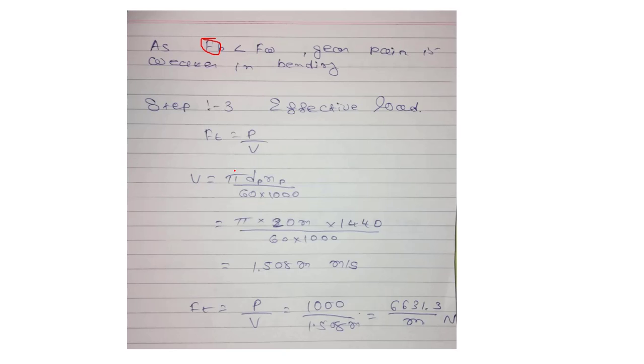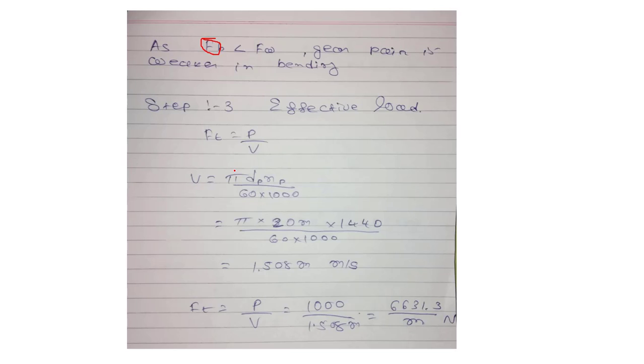So what we did in this step, in the first step we found the FB value, and in the second step we found the FW value, and from both values we conclude that the gear is weaker in bending than wear. So for the further equation we will use FB value.